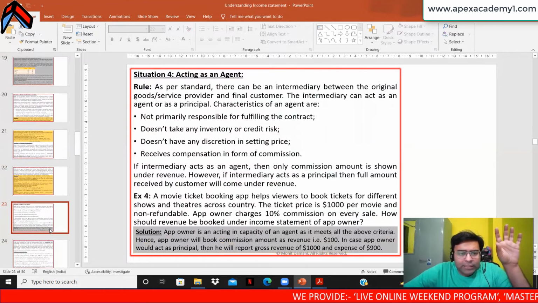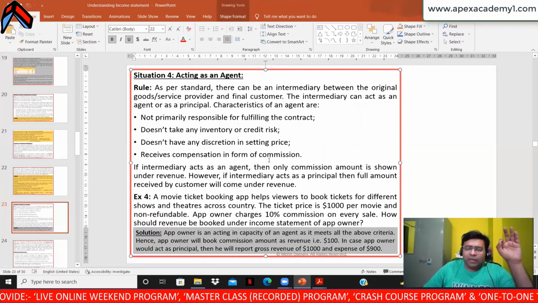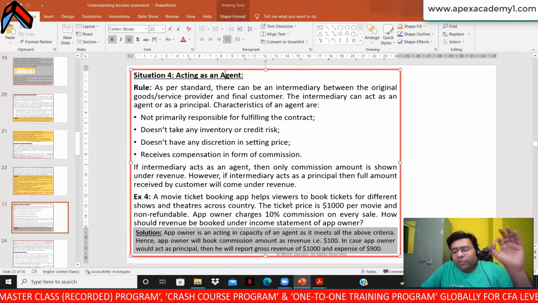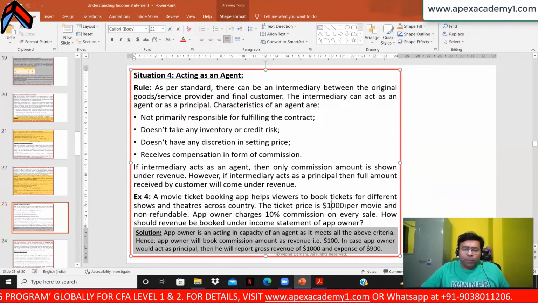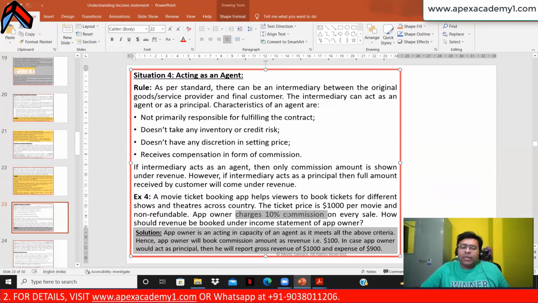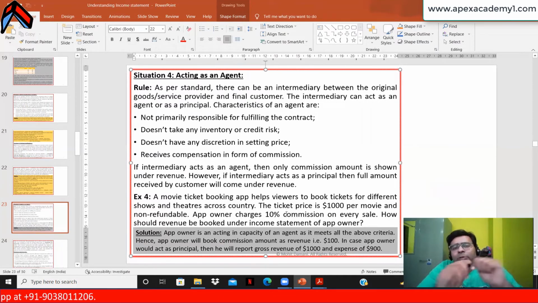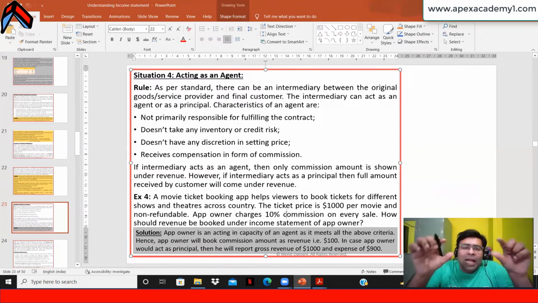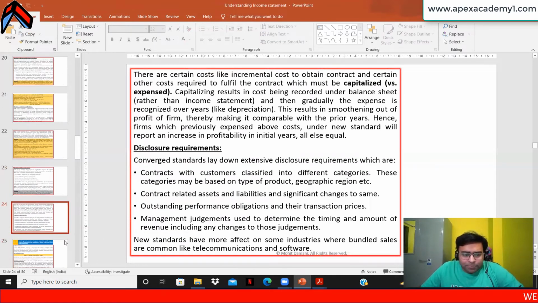Okay. Next is acting as an agent. If you are acting as an agent, then it is clearly said you will only recognize the net revenue that is receivable to you. Suppose you receive $10,000 per movie and your commission is only 10%, and the balance you will transfer. Suppose it is the BookMyShow app, an app which books movies. The movie is running in a multiplex. That app collects the money, cuts its commission, and passes the rest back to the theater. So in that case, only the commission part should be recognized as revenue, not the entire amount. Okay.